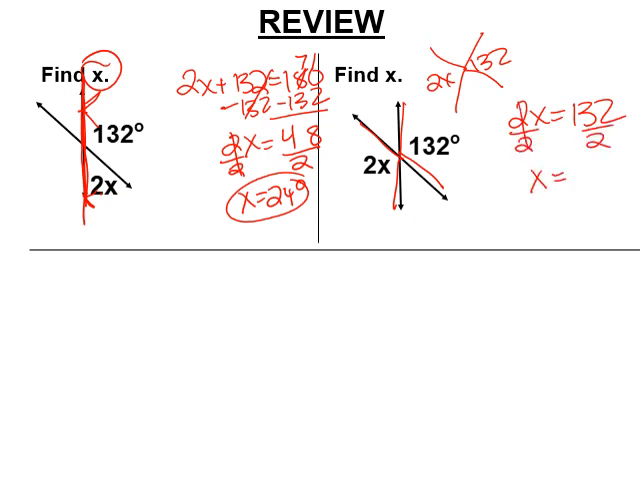And so 132 divided by 2, 2 into 13 goes 6, 2 into 12 goes, I made a mistake here, haven't I? 66? No, that's right, 66 degrees.